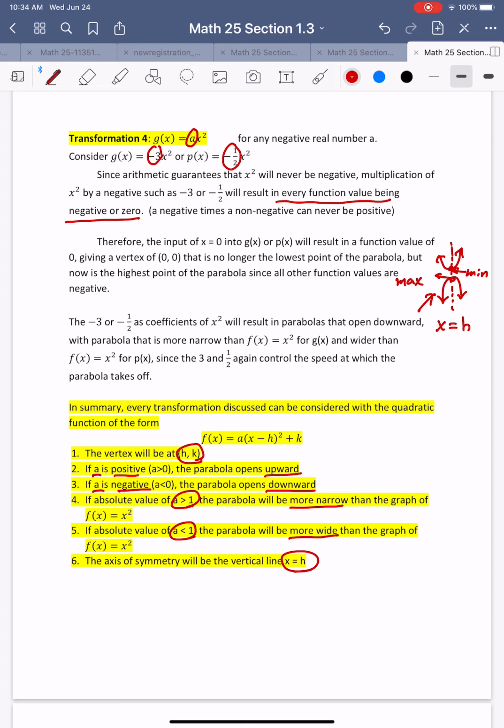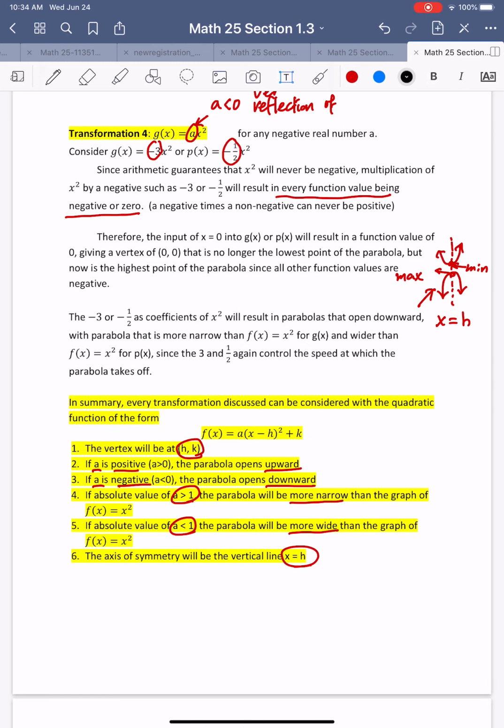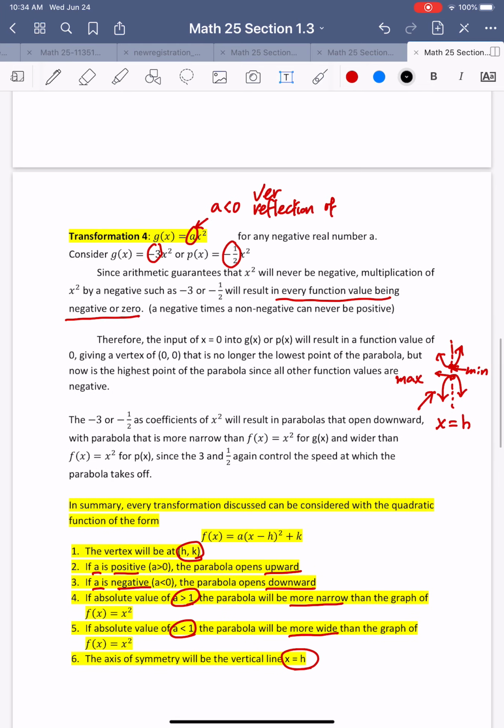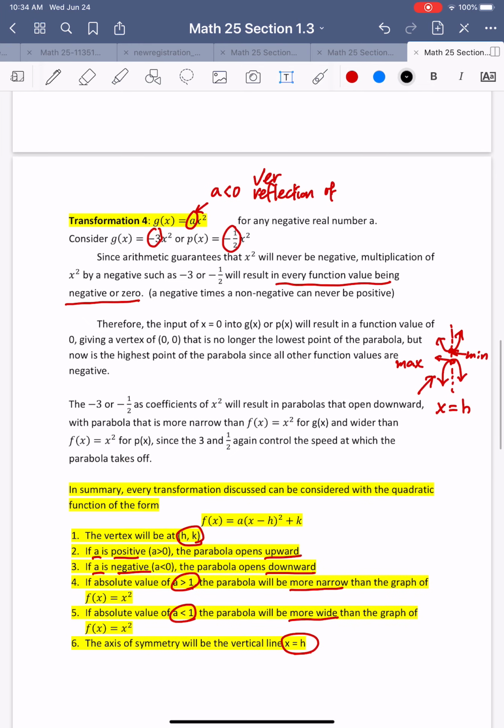All right, so because a is negative this time, we call it the reflection, vertical reflection. That'd be better. Vertical.